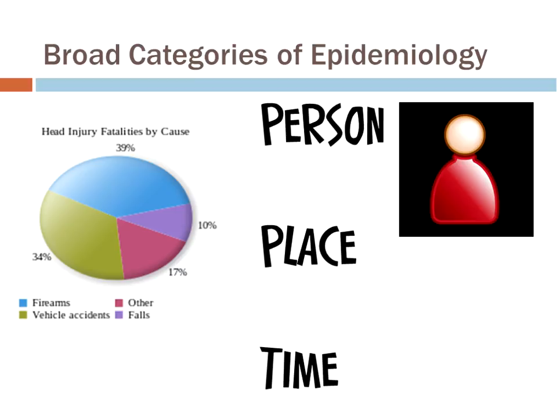So for example, 8 Montana occupational fatalities in 2013. Montana, of course, would be our place, and 2013 would be our time, and part of the person is the occupation, and that there were 8 of them would also be how many. But that shows you an example of descriptive epidemiology.